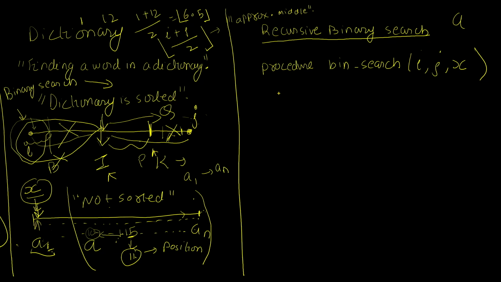Alright, so let's call this middle position m. We'll find m as (i plus j) divided by 2 and then we'll take a floor of this value. Now I turned my dictionary in the middle. What do I do next? I see if my word is exactly in the position that I turned. If the word is there, I've already found it.